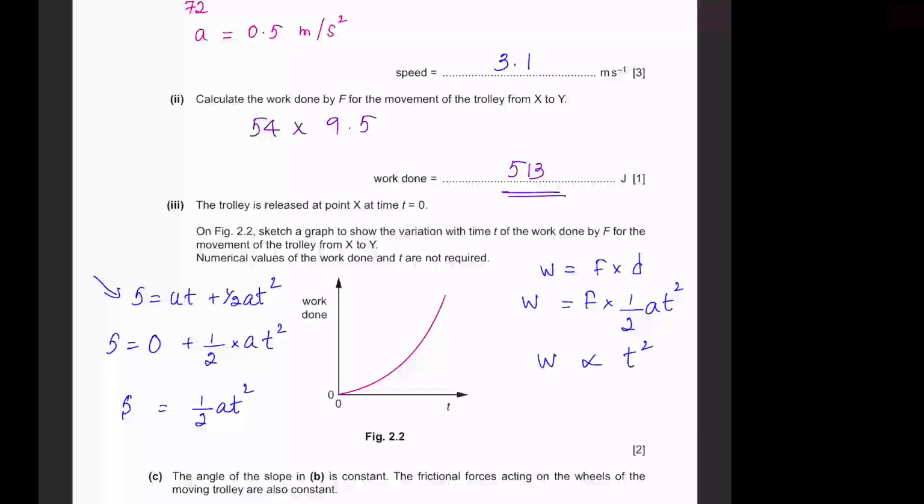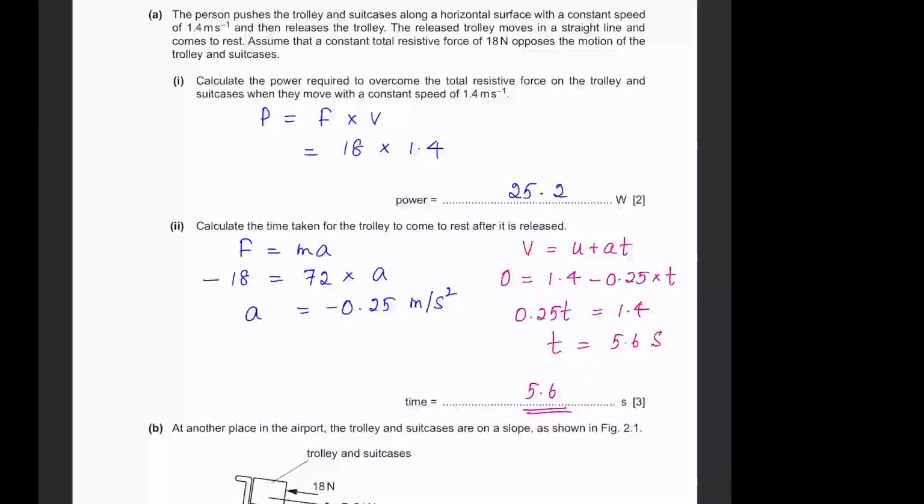Okay, right. There's part C. The angle of the slope is constant. The frictional forces acting on the wheels of the moving trolley are also constant. Explain why, in practice, it is incorrect to assume that the total resistive force opposing the motion of the trolley and suitcase is constant as the trolley moves between X and Y. So when it is moving from X to Y, if you take the total resistive force, will it be constant or not?